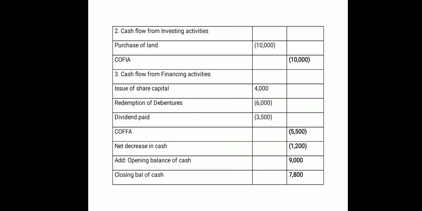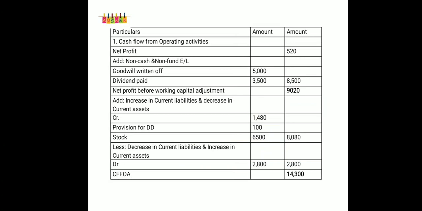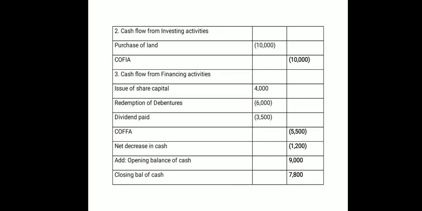And then we need to calculate net decrease in cash. So always remember, for net decrease or increase in cash, we need to use the final three amounts. That is one amount which we have got from cash flow from operating activity, another which we have got from cash flow from investing activity, and the final amount which we have got under cash flow from financing activity. So 14,300 minus 10,000 minus 5,500. So we are getting the net decrease in cash of rupees 1,200. So it is a decrease, again the negative I have kept in a bracket.